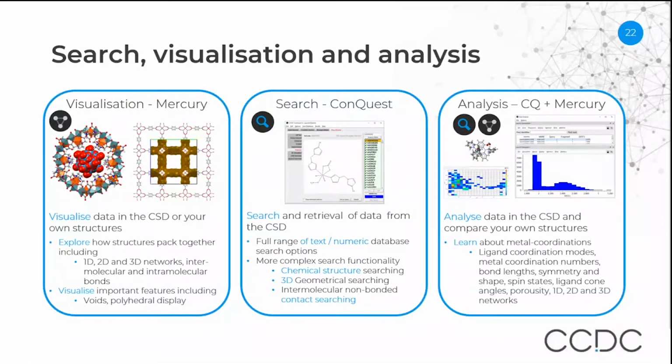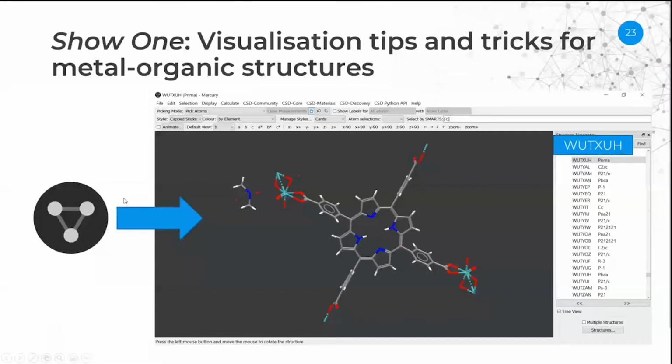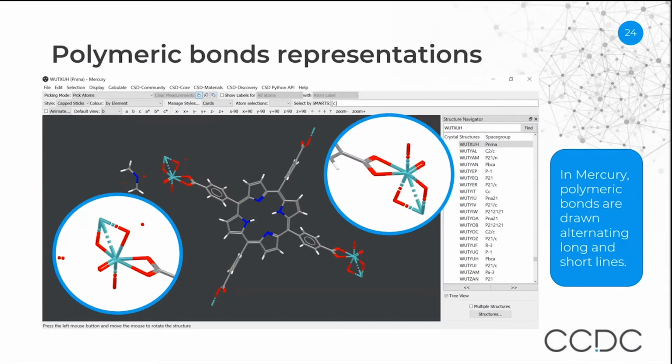So to open Mercury, we're going to be clicking on this icon or navigating to it in our start menu. Once opened, we'll see the Mercury interface, which should be already familiar to quite a few of you on the call. And you can see the structures listed by ref code or database identifier on the right-hand side. We're going to start our exploration by looking at ref code WUTXUH. So we're going to type that in the structure navigator, and that will allow us to jump to the structure. So we can see when we navigate to this structure that it's a polymer, and Mercury displays polymeric bonds with alternating long and short lines, as you can see here.